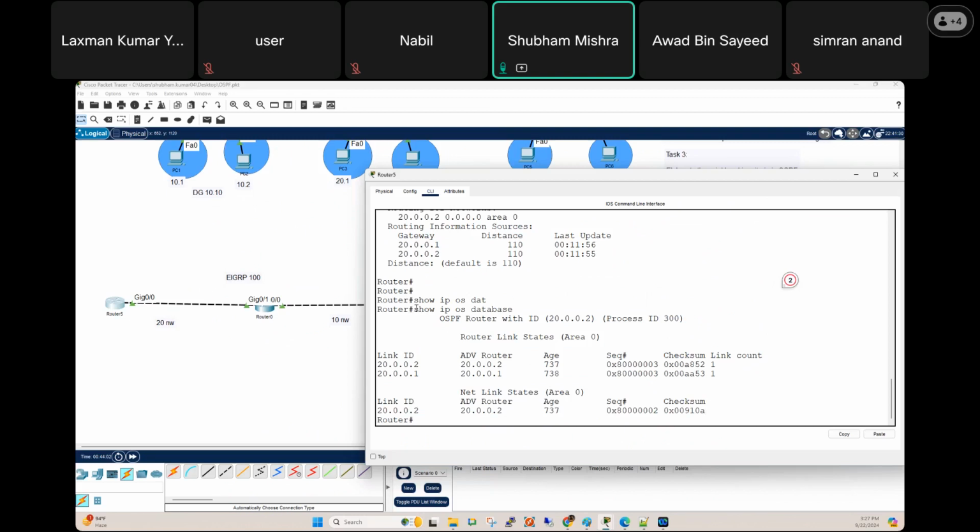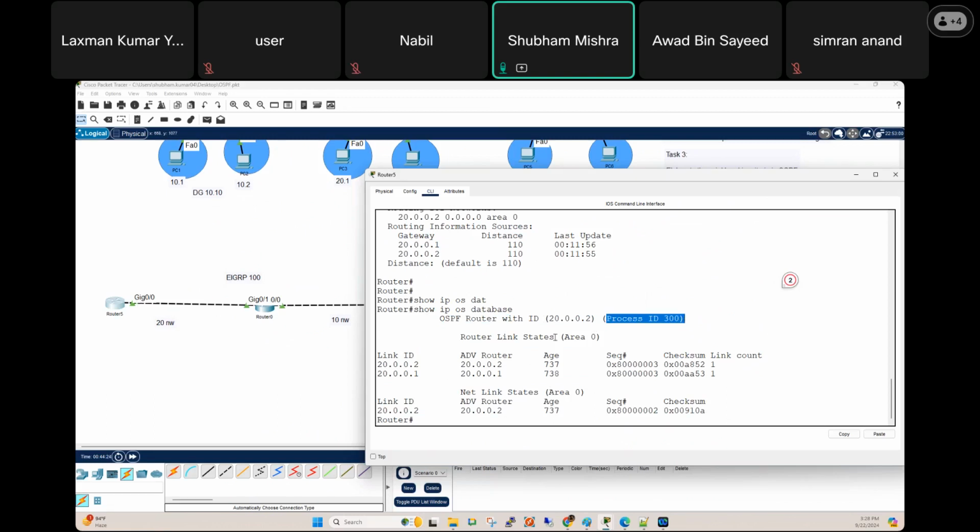When I write this command, please read this line, guys. OSPF router with ID 20.0.0.2 and process ID is 300. It means on this router, you are running router OSPF 300. That is the process ID. Yes or no? So that's the reason the process ID is visible here.